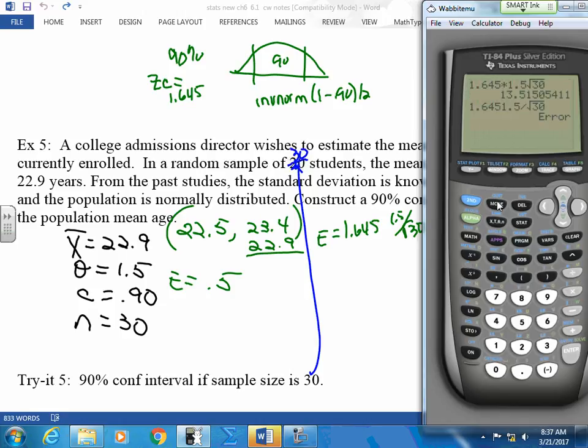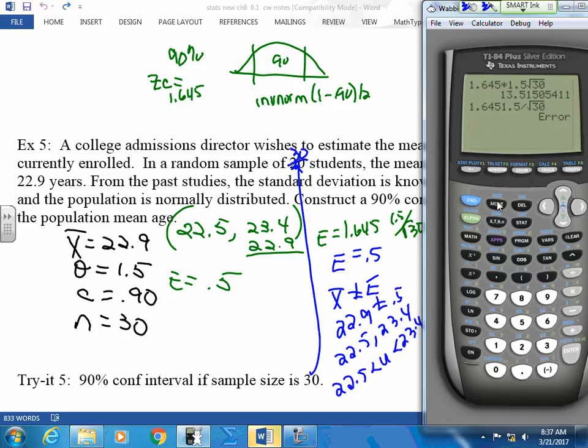I think it works better on that side of the board, not this side of the board. And from here, I build my interval. Either way you want to do this is fine with me. So plus or minus 0.5. But I don't want you to leave it like this. I either want you to give me this, or an inequality, this.